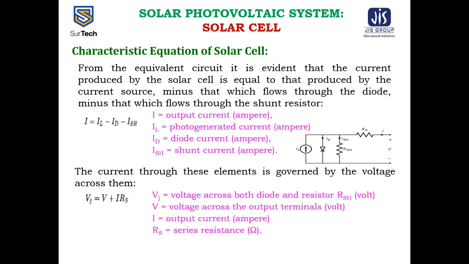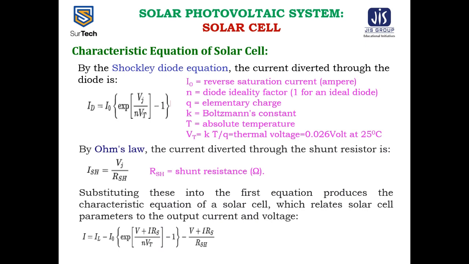The current through these elements is governed by the voltage across them, that is Vj is equal to V plus I into Rs, where Rs is the series resistance, I is the total output current, V is the voltage across the output terminal, and Vj is the voltage across both the diode and the shunt resistance.